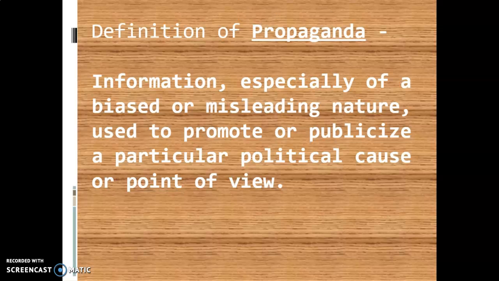Before we begin, it would be very helpful for us to review a definition of propaganda. Propaganda is information, especially of a biased or misleading nature, used to promote or publicize a particular political cause or point of view.